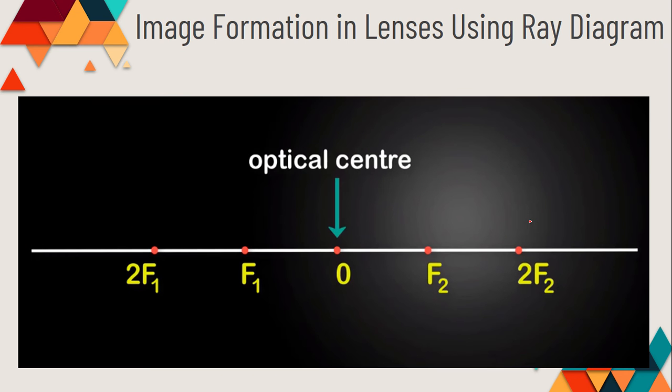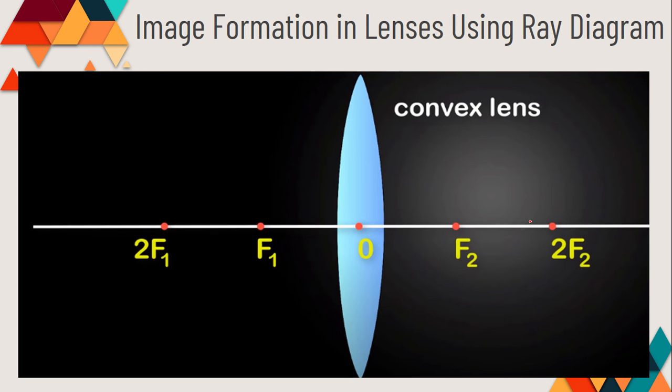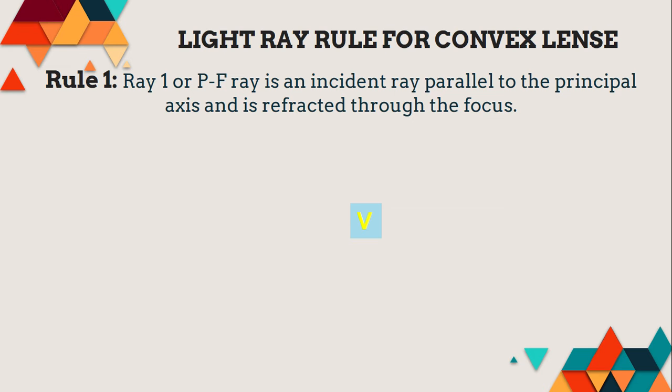So, we have the optical center. We have the principal foci. So, if it is only one, it is the focus. And we have the convex lens. So, let us try. We have the rules.